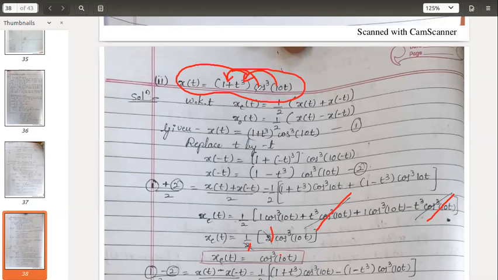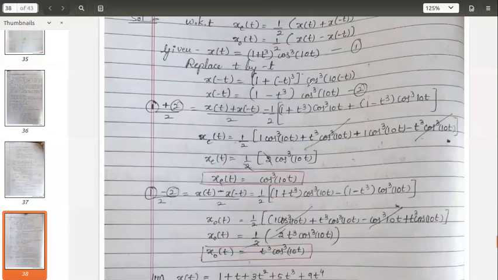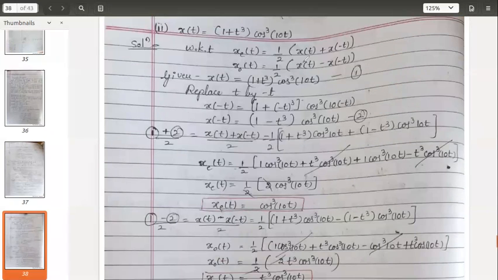Out of the 2 terms, the first term is even, so obviously the second term is odd. We will verify whether we get it or not. To get the odd part, what should we do?